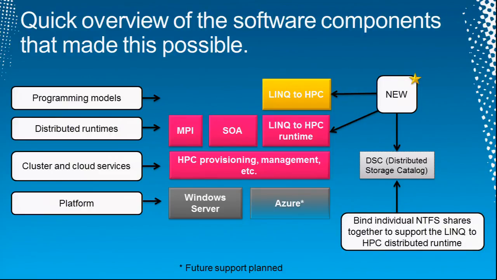So the SOA runtime is for interactive service-oriented applications on top of the cluster. And Link to HPC, obviously, for data-intensive workloads onto the cluster. So the new box basically shows what are the two different areas which are new.